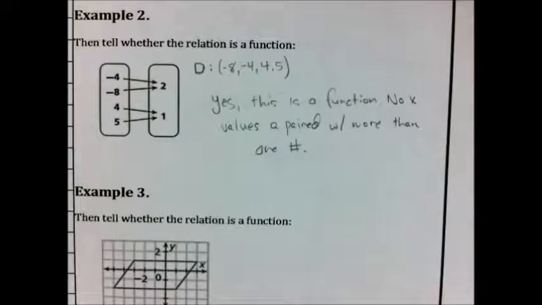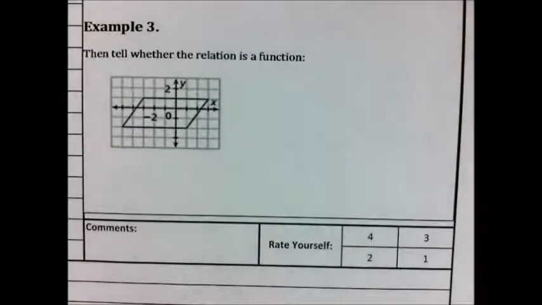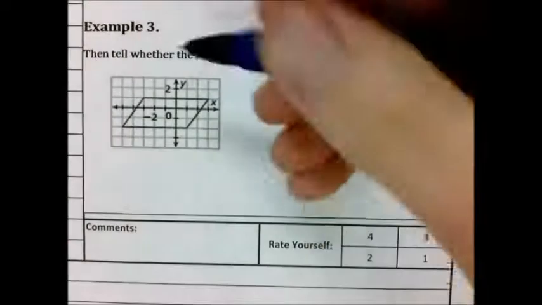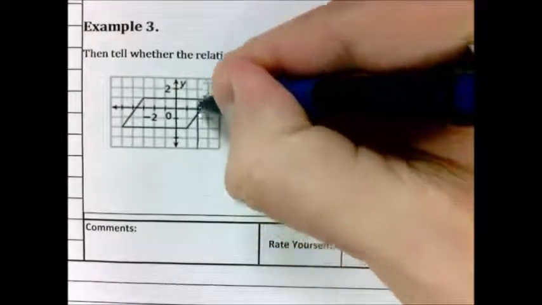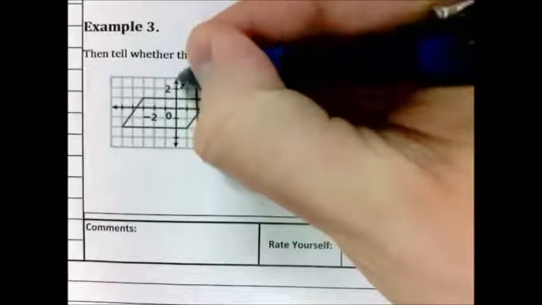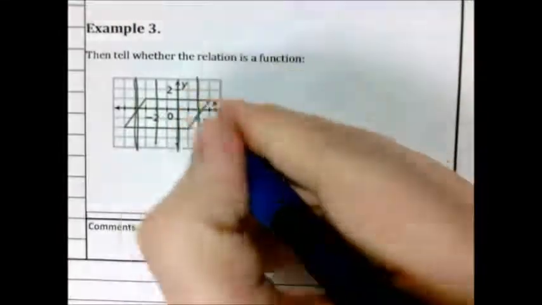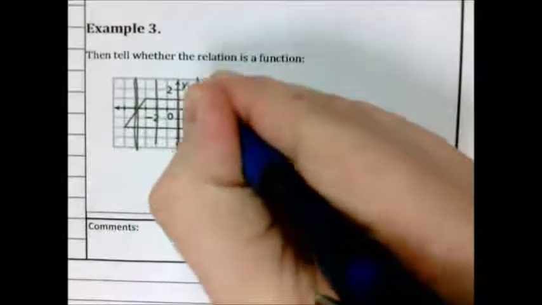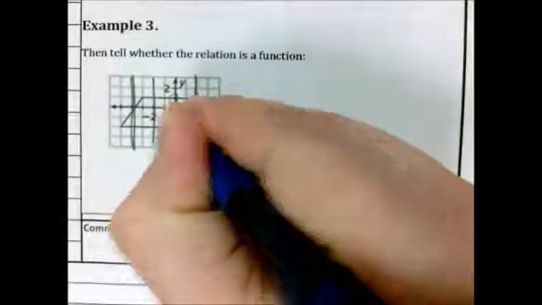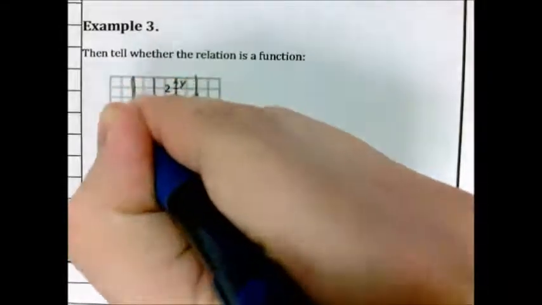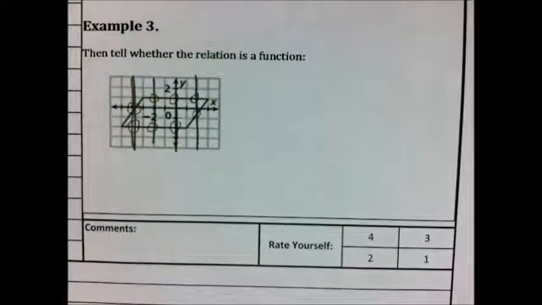Last example. For this example, we can use the vertical line test. Remember, the vertical line test is we can draw a vertical line anywhere on the graph. I'll go ahead and just draw a few of them here, and if it passes through more than one point, we can see that this one passes through 2 points, 2 points here, and 2 points here. If it passes through more than 1 point, then we do not have a function. But if it only passes through 1 point, then you do have a function.